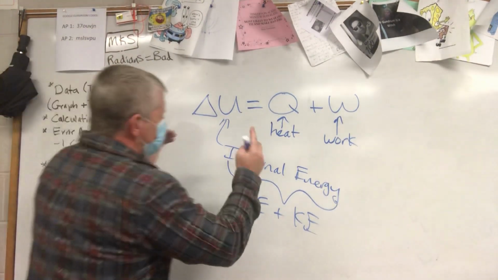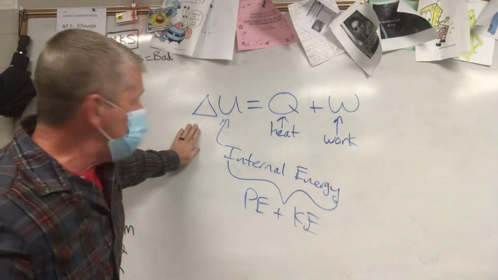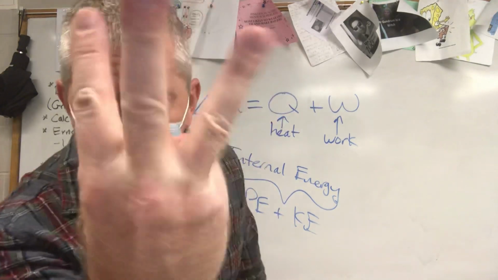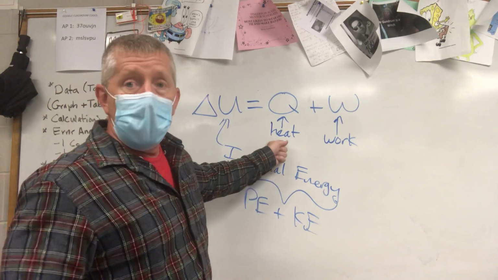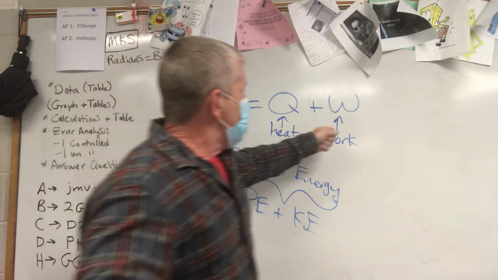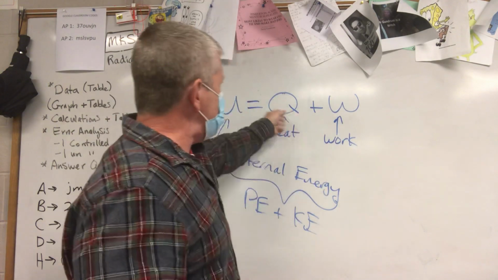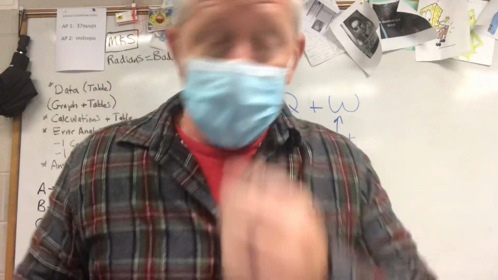Okay, now, internal energy. This is change in internal energy. If you want to change something's energy, you have two choices of how you can do it. You can heat it up or pull heat out of it. You can do work on it or have it do work. Work and heat are your two ways to change the internal energy of a system.